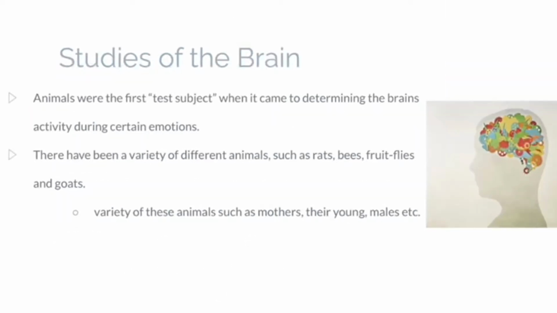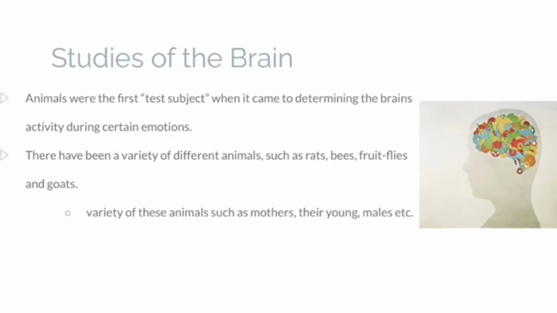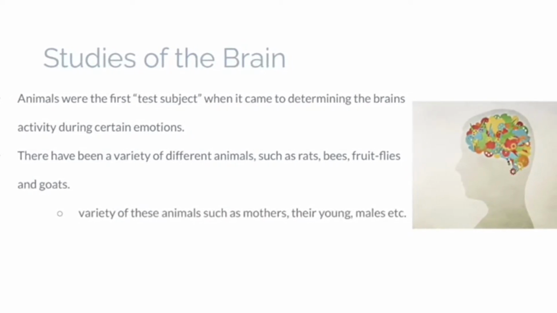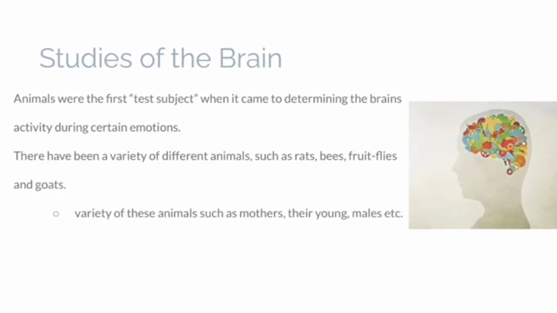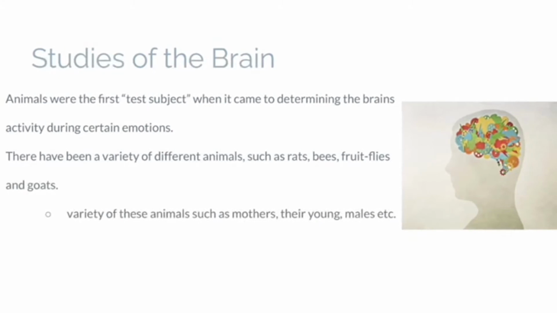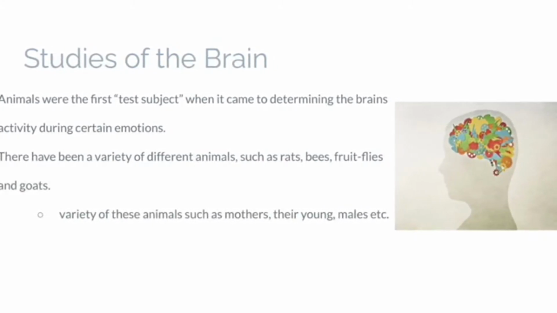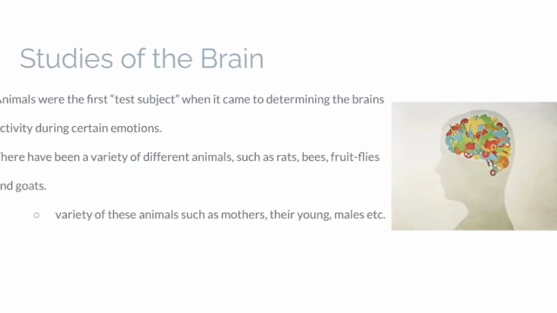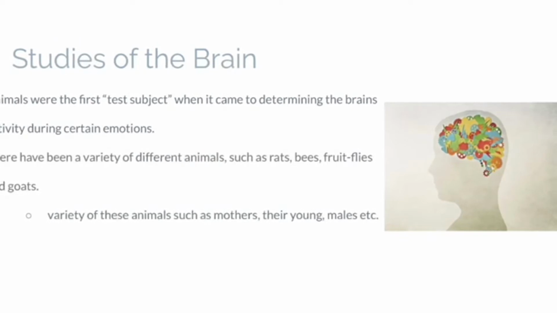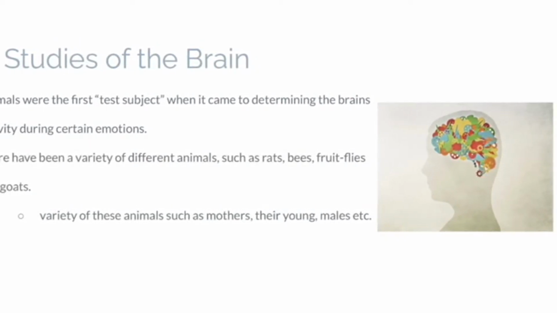When it came to studies of the brain, animals began as the first test subjects to determine the brain's activities during certain emotions. They used a variety of different animals such as bees, fruit flies, and rats, and a variety of relationships such as having their mothers, their young, alpha males, etc. For example, rats portrayed aggressive behavior, which was associated with an increased activity in the ventral forebrain.